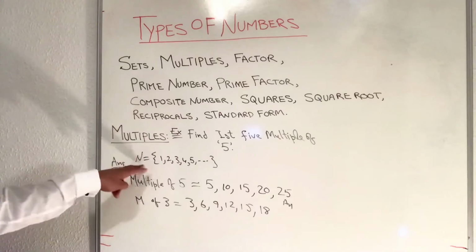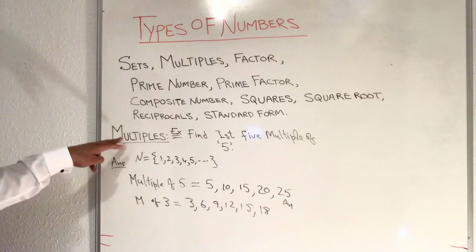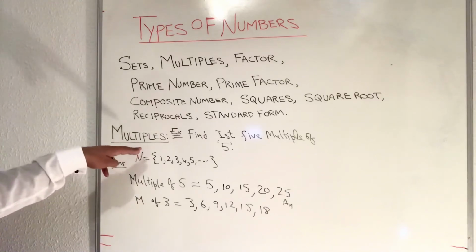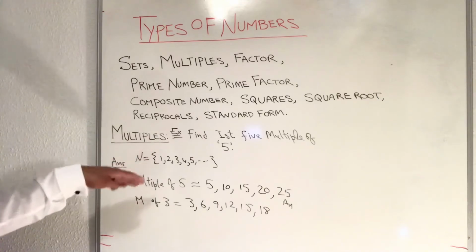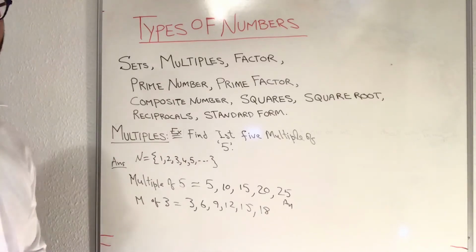That's why we need to know the natural number, then we can find the first 5 multiples of 6 or 7 or 4, depending on the question. So how to find the multiples? Now we are moving to the factor. What is a factor?